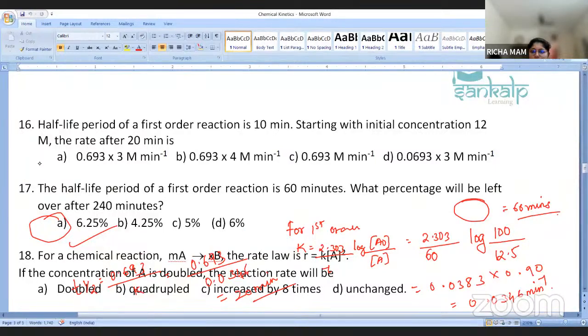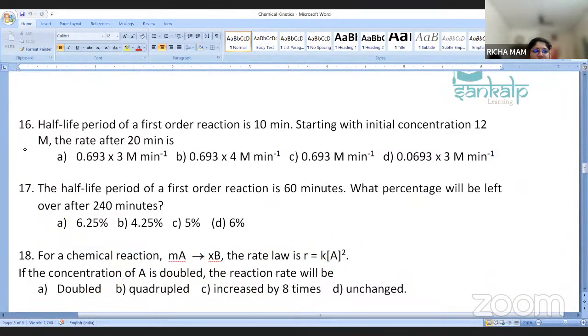Okay, so very important. First order reaction and half-life questions are very important. Half-life period of a first order reaction is 10 minutes. Starting with initial concentration 12 molar, the rate after 20 minutes is... So what is the rate after 20 minutes, they have asked.